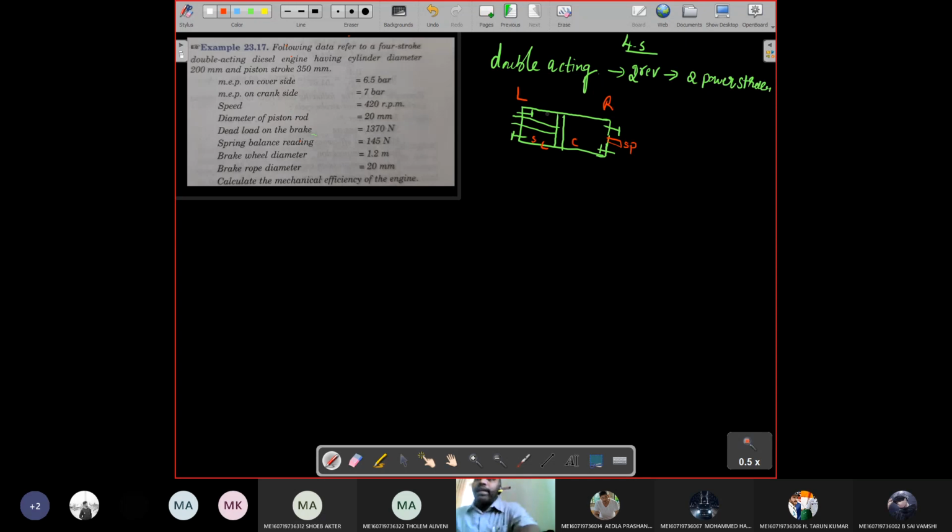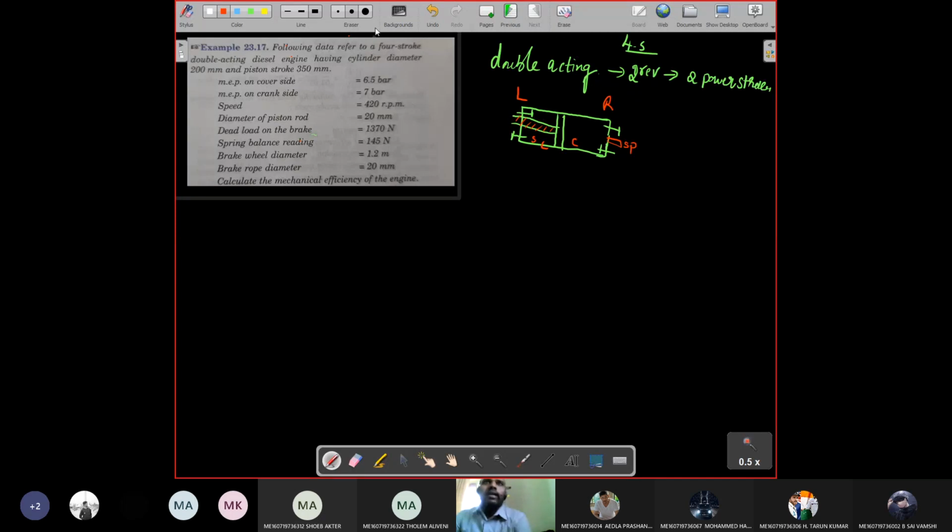Now tell me, is the area the same on both sides of the piston? The displacement volume for left side suction and right side suction will not be the same, because the effective volume will be smaller here. If you subtract this particular area, what is this area? The piston rod area we need to subtract from the total area, thereby you will get the effective area. So we can say this side is the cover end and this side is the rod end.